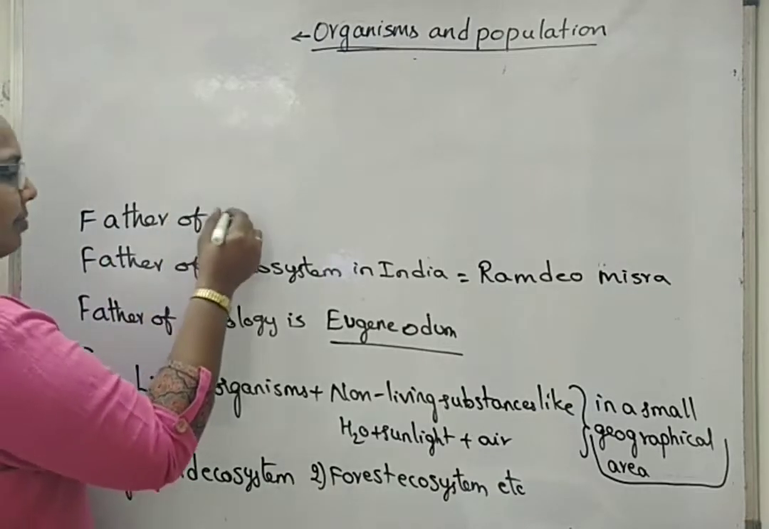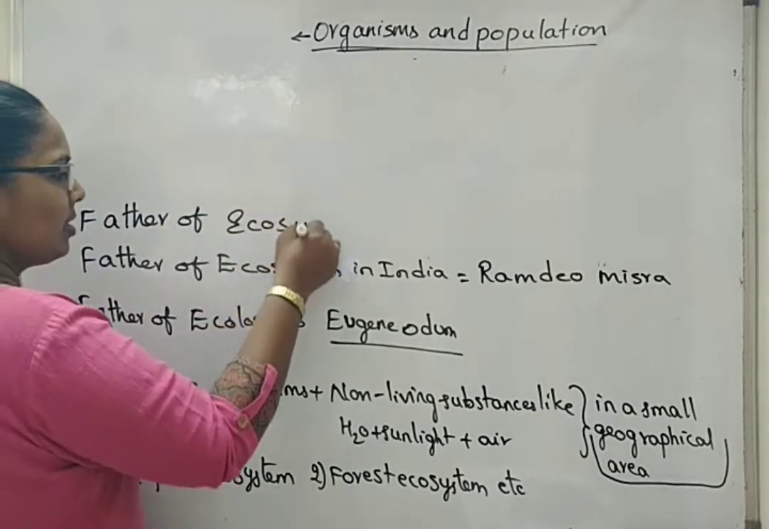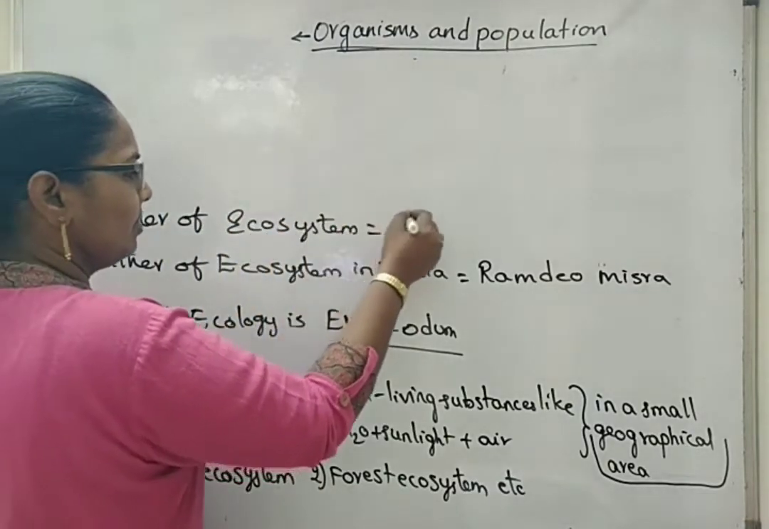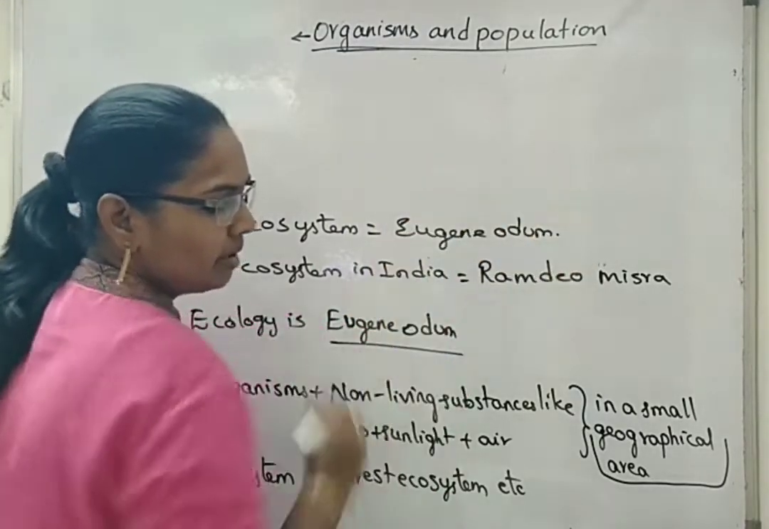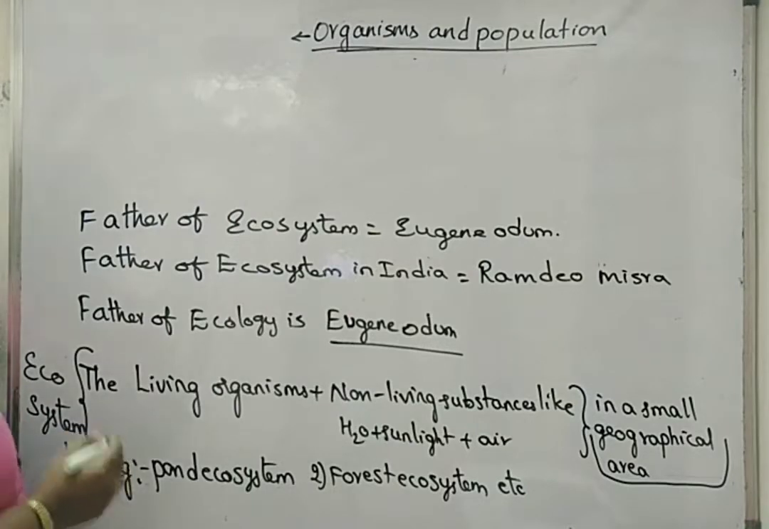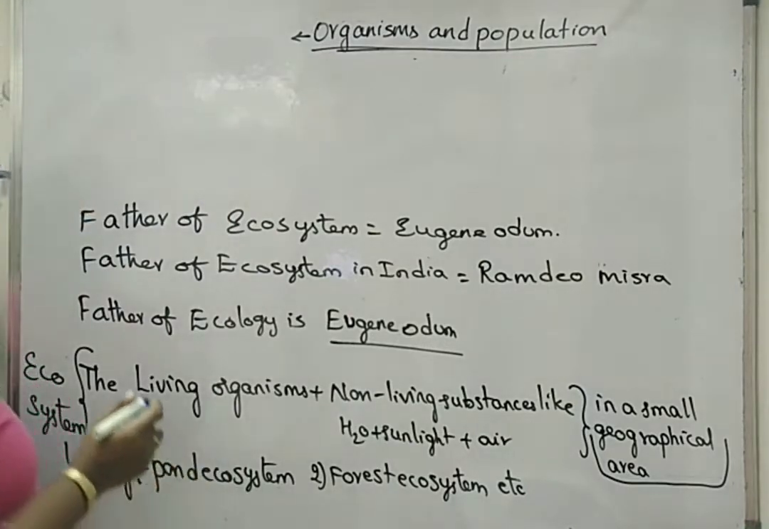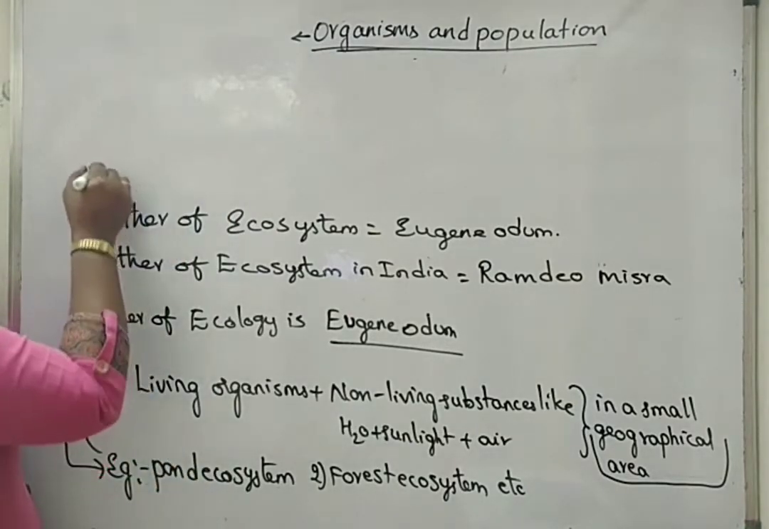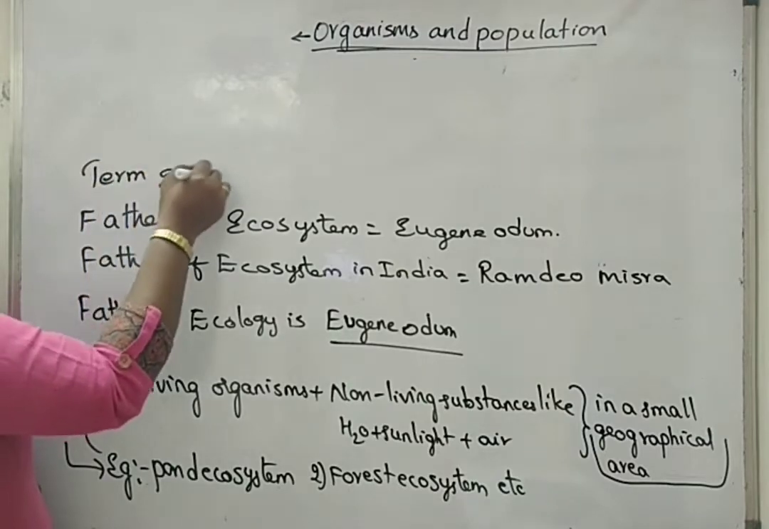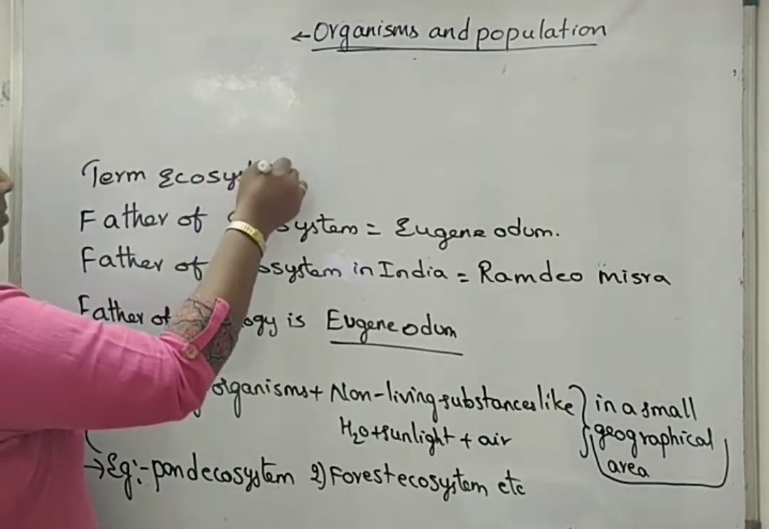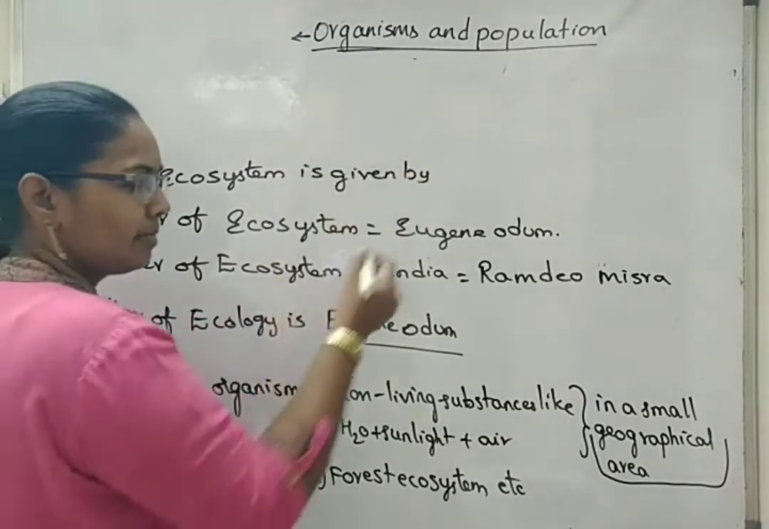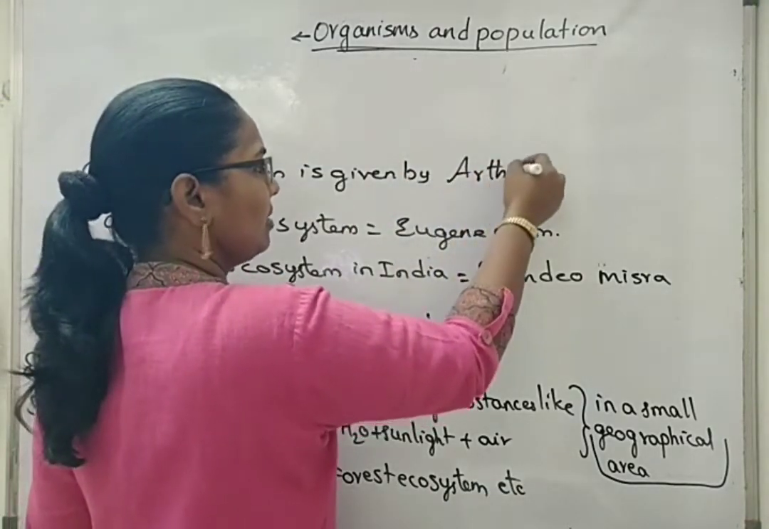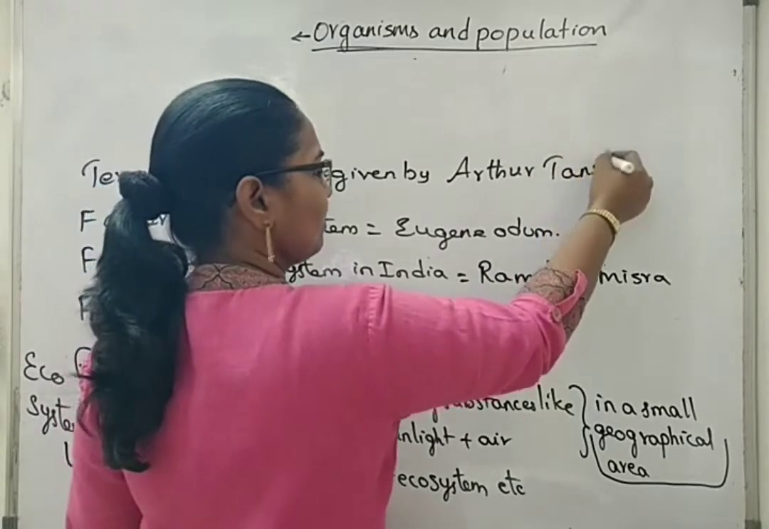Father of ecosystem, Eugene Odum. Next, the term ecosystem is given by Arthur Tansley.